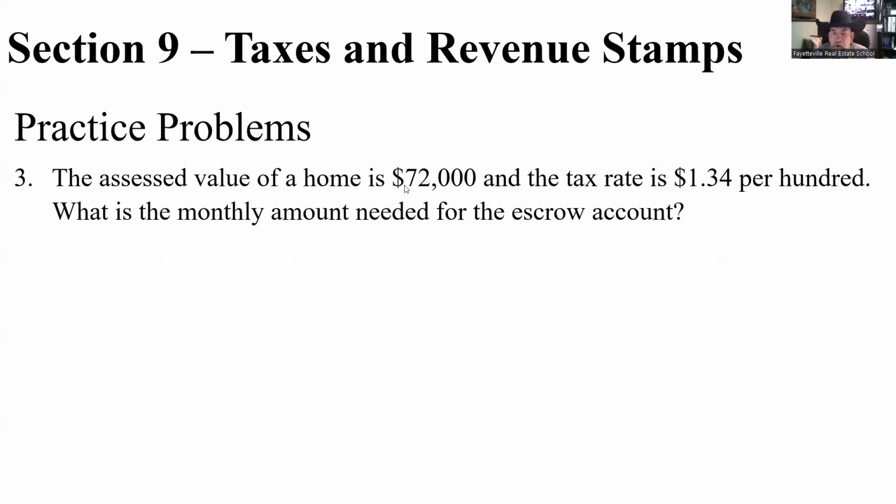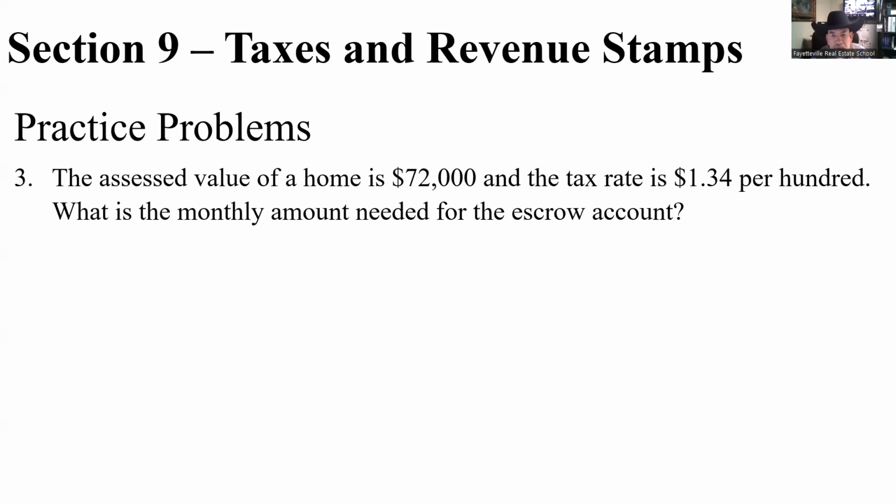The assessed value of a home is 72,000. The tax rate is $1.34 per 100. What is the monthly tax? Here's the key. Here's where they're trying to get you to mess up. On the test, this is multiple choice. If you do the problem wrong, that wrong answer will be one of the multiple choices. So if there's a way to do the problem wrong, they will include it. Here we can read: what is the monthly.